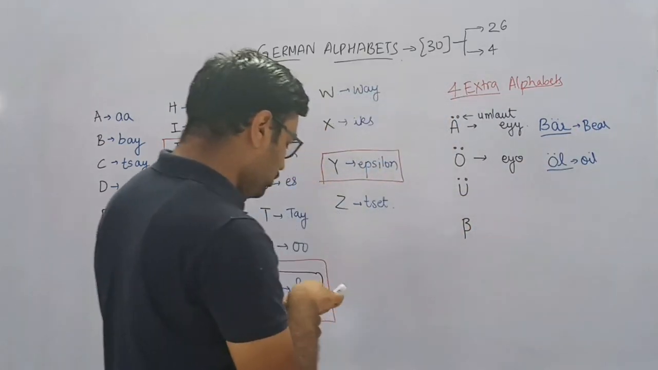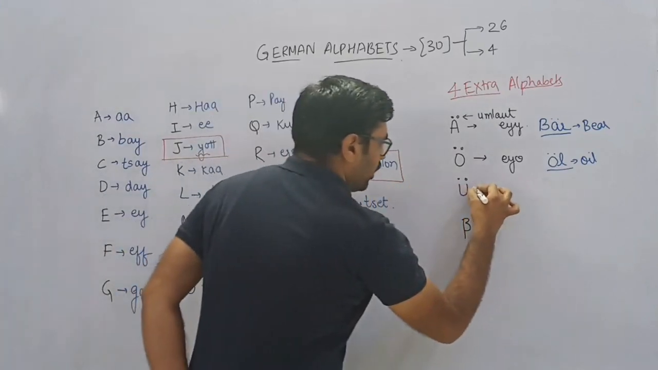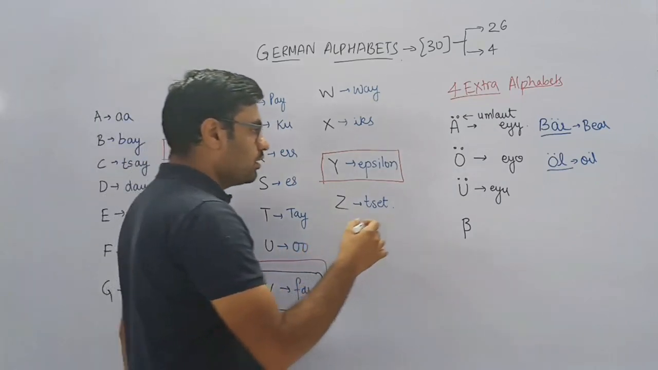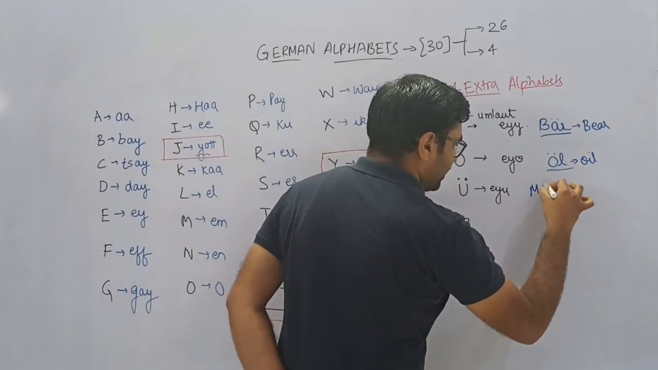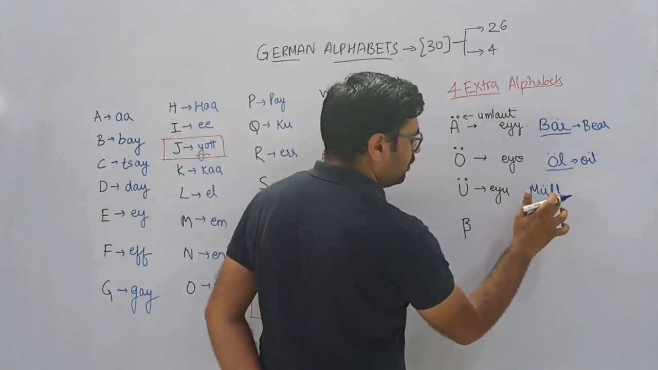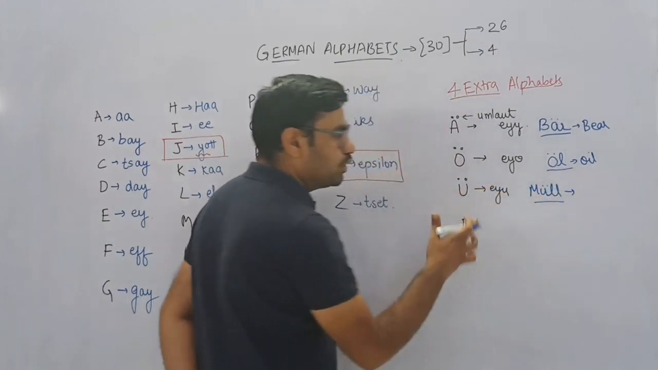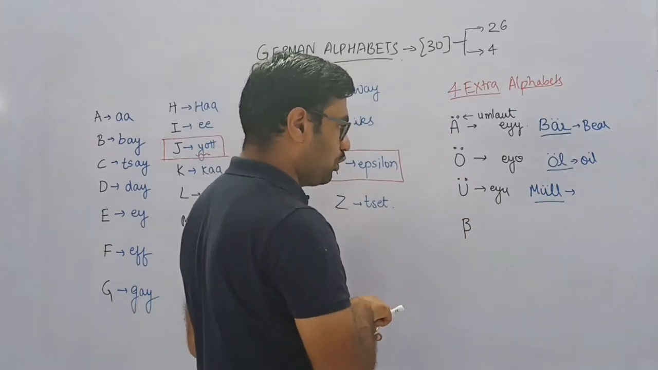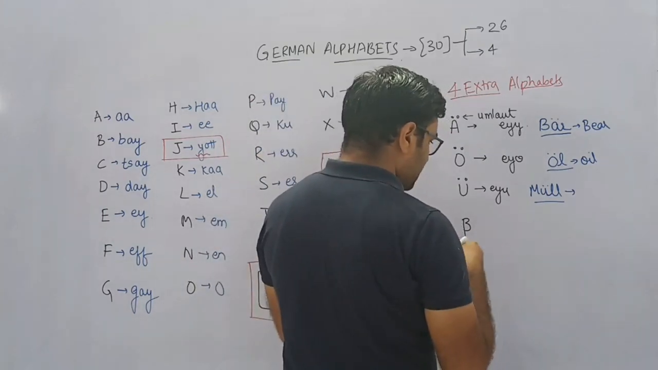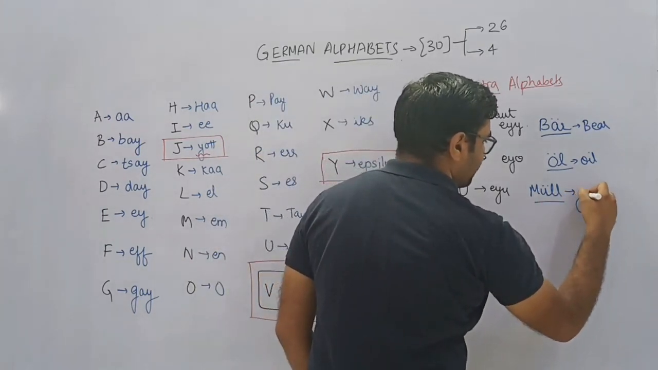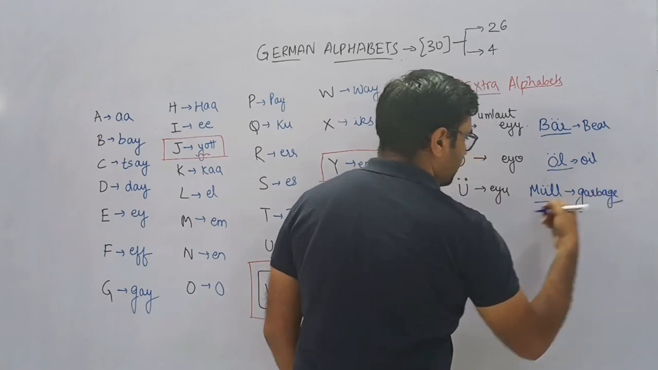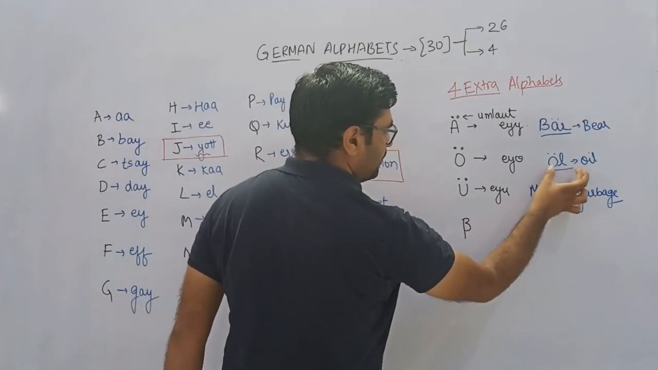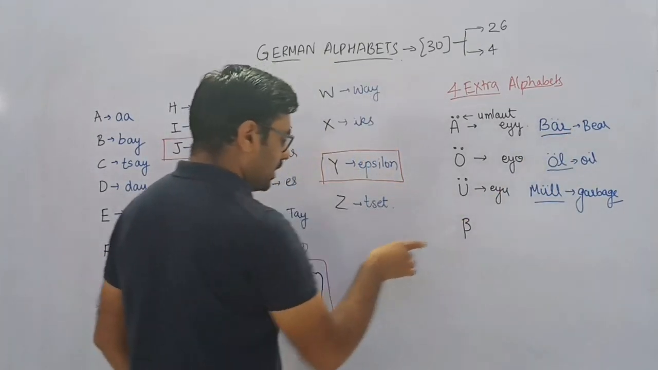Again, U with umlaut is pronounced as Ew. For example, I have this word: M, U with umlaut, double L. This is Müll, and this word means garbage. So this word means garbage, this word means oil, and this word means bear.